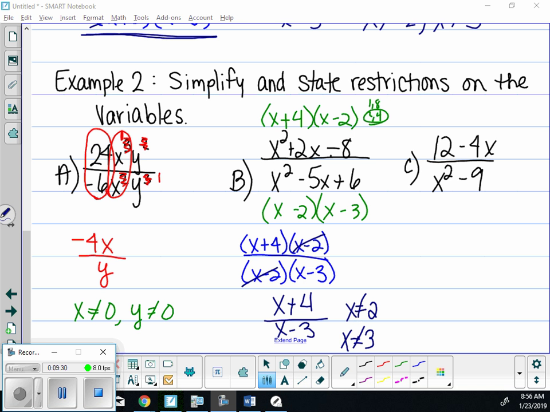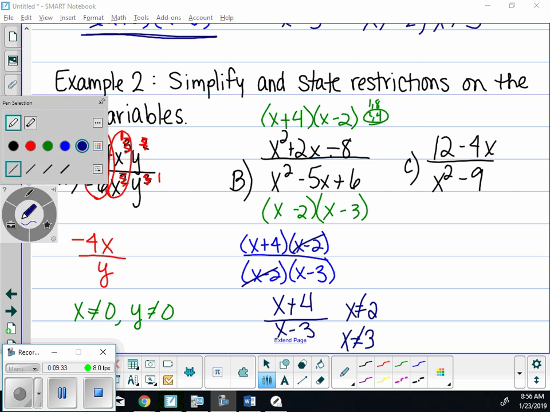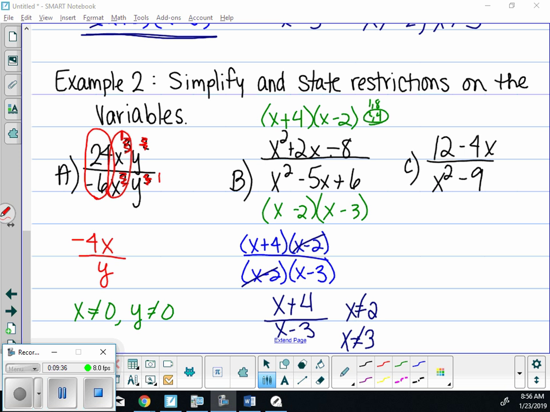Yep, so part C. So 12 minus 4x. Is there anything that 12 and 4x have in common? How about they both have 4 in common? They're both divisible by 4, right? 12 divided by 4 is 3, and 4x divided by 4 is x. Top.